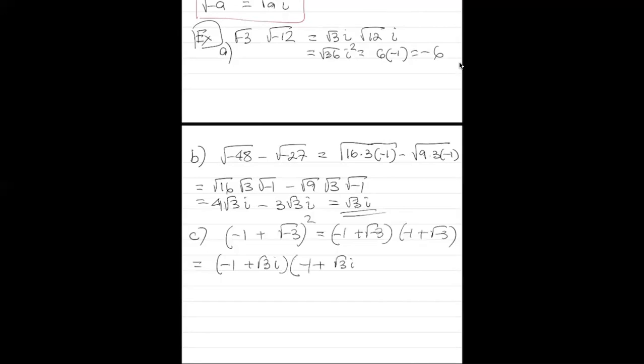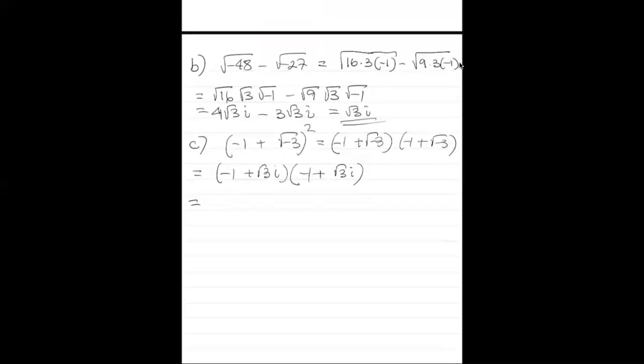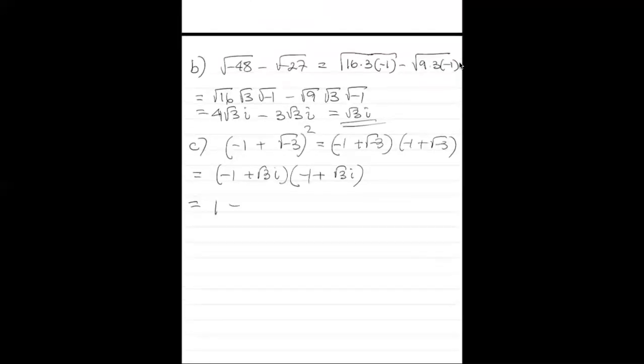Here you go. So now we're going to FOIL. Negative 1 times negative 1 is 1, minus root 3 i, minus root 3 i, plus root 3 times root 3 is just 3 i squared. So like terms in the middle, minus 2 root 3 i, and that will be minus 3, because remember i squared here is negative 1. So combine like terms: negative 2 minus 2 root 3 i.